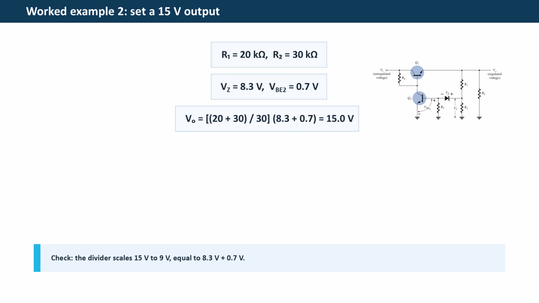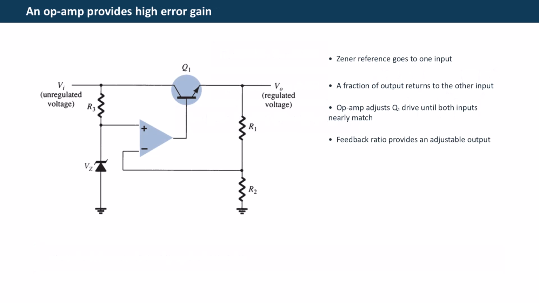The op-amp acts as a high gain error amplifier. It continuously changes the series transistor drive until the feedback voltage nearly equals the Zener reference.